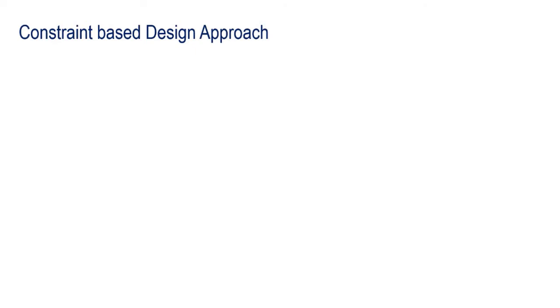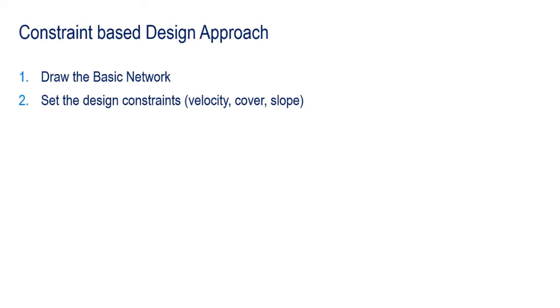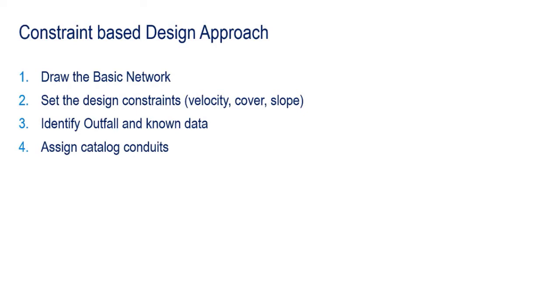So what is the constraint based design approach? The first step is similar. Draw the basic network. You can lay out your network over here. Set the design constraints, velocity, cover and slope. Identify the outfall and known data. And 4th will be assign the catalog conduits. So draw the network, set the design constraints, identify the outfall and input your known data, that is your upstream and the downstream conditions if you have that.